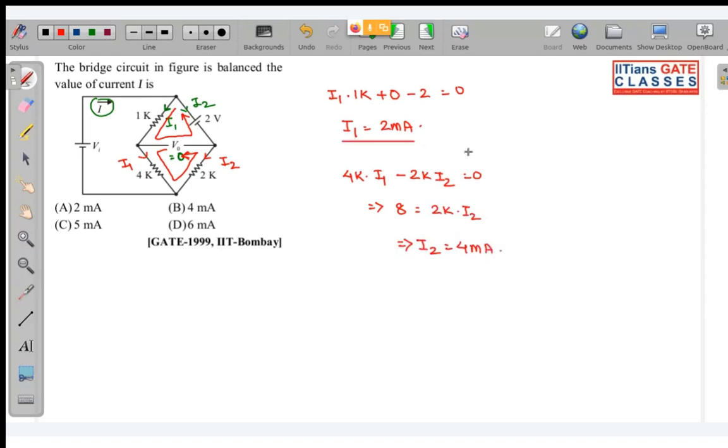So you have the value of I1 and I2. If you apply KCL at this point, I is equal to I1 plus I2, so that comes out to be 6 milliampere. Option D is your correct answer. Tell me, any doubt in this question? Any doubt, anyone?